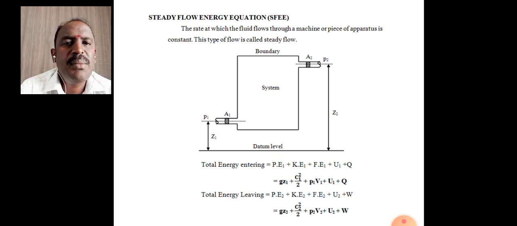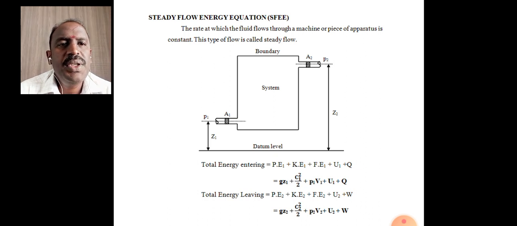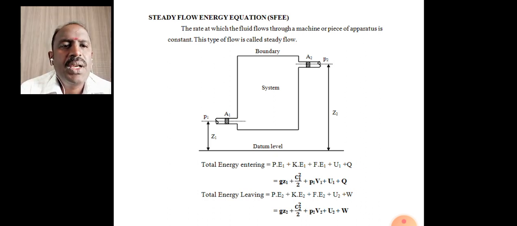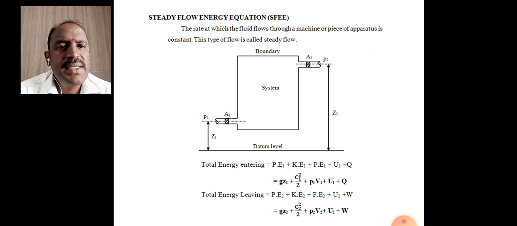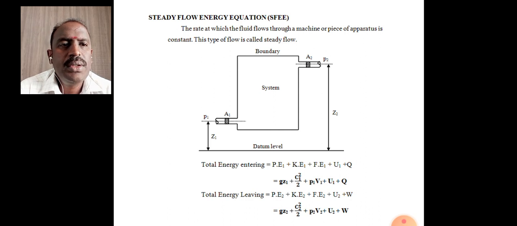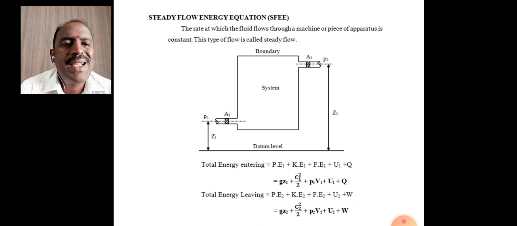That means the mass flow rate throughout the system will be constant, and in this diagram we can see the system, which has the inlet and the exit. At the inlet, the datum is Z1, the pressure is P1 and the area is A1, and at the exit, the datum is Z2, the area is A2 and the pressure is P2. The fluid velocities are C1 at the inlet and C2 at the exit. It is surrounded by the boundaries.